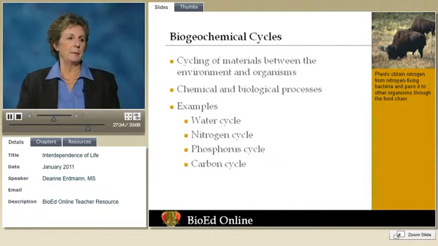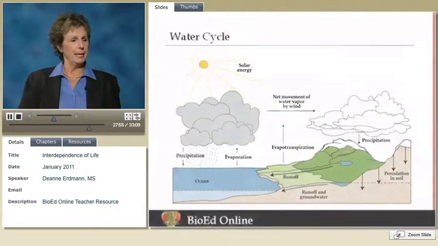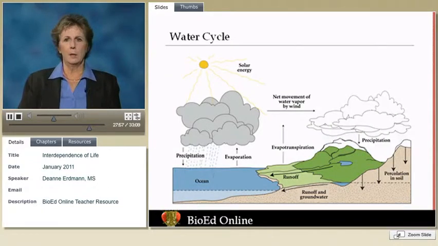Remember that as we feed, as we build bodies, we gather things from the environment, we pass them to other organisms, and we continually shift between organisms and the environment. The examples that I have today are the water cycle, the nitrogen cycle, the phosphorus cycle, and the carbon cycle. In the water cycle, the water, of course, is indispensable.